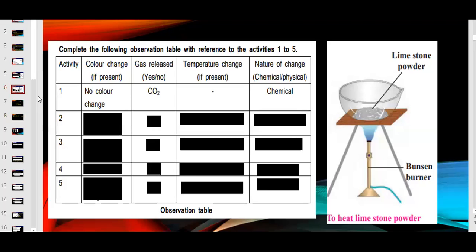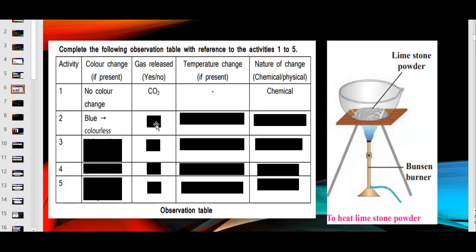Now let's go to the table. If we see this table, of course, we just now said there is a change in the color, right? From a blue solution it became a colorless solution. So for color change, we have to write in this table: blue to colorless.